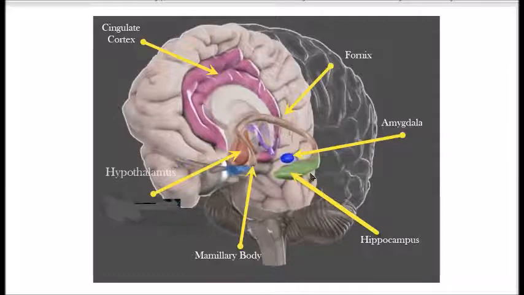Here we see the hippocampus, the amygdala, the white matter coming up to form the fornix. We see the arch of the fornix there clearly. There's the mammillary body, the hypothalamus, and the cingulate cortex. Again, rostral cingulate, dorsal cingulate, and posterior cingulate. That gives you a good sense of how those structures relate to each other.